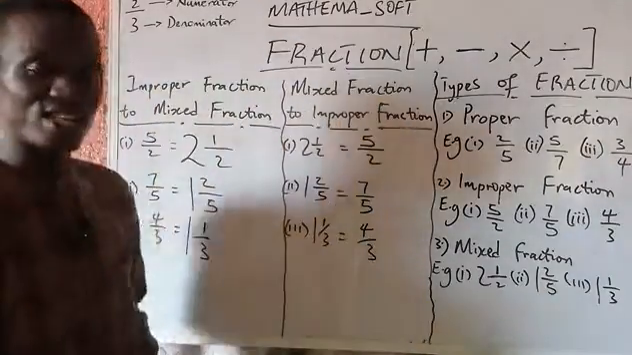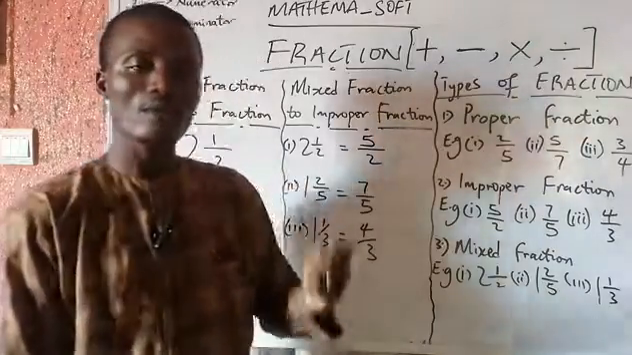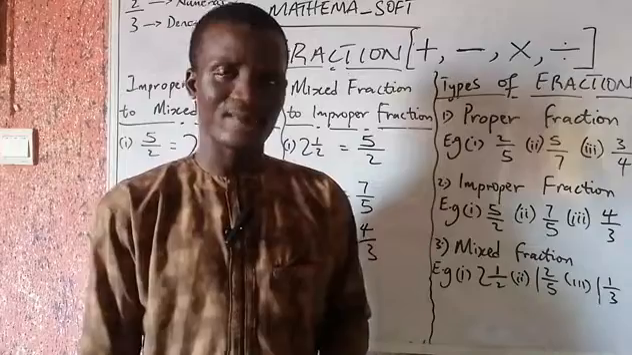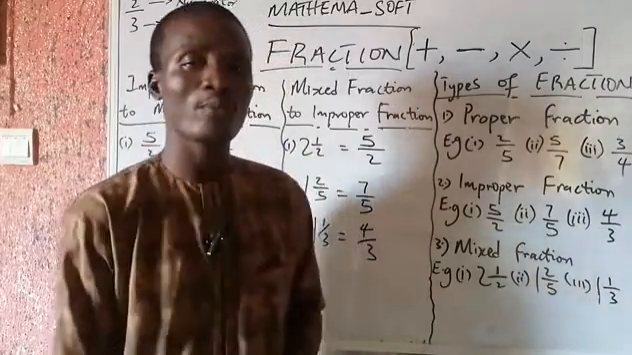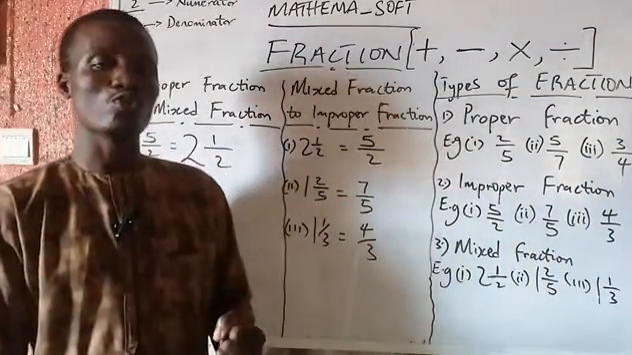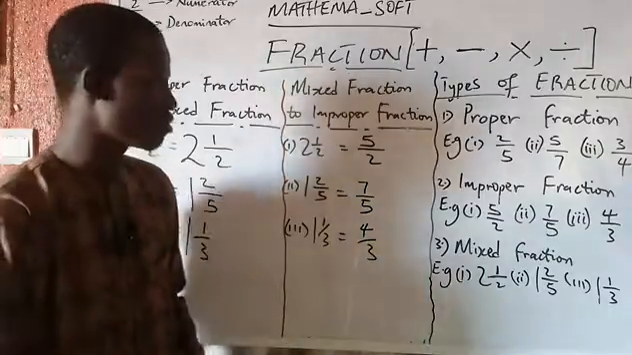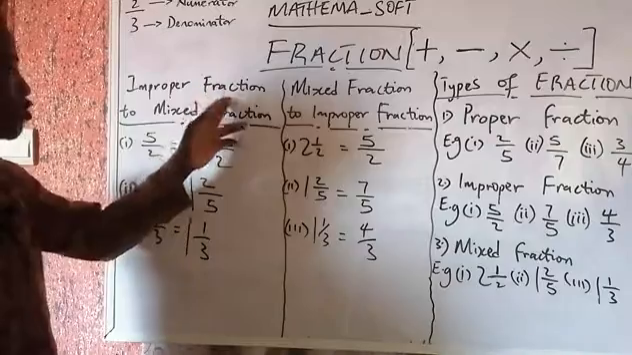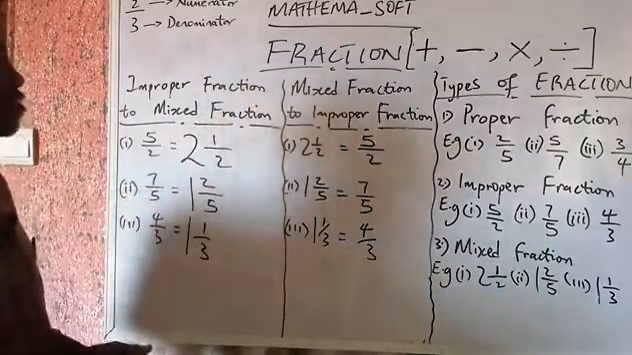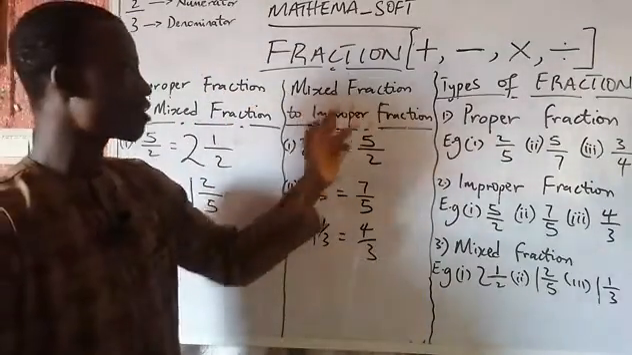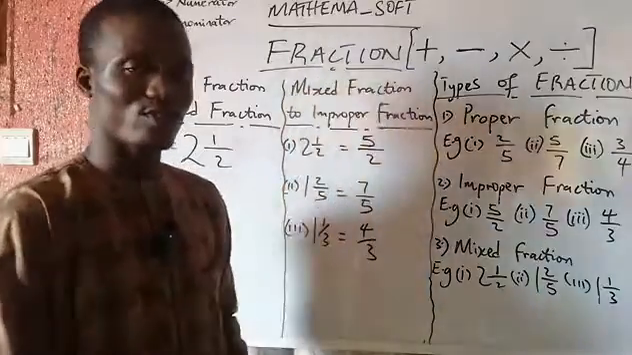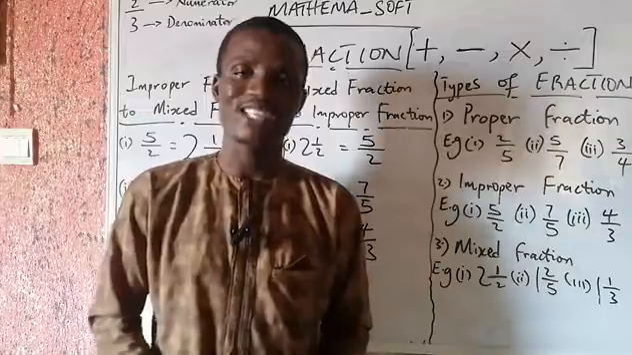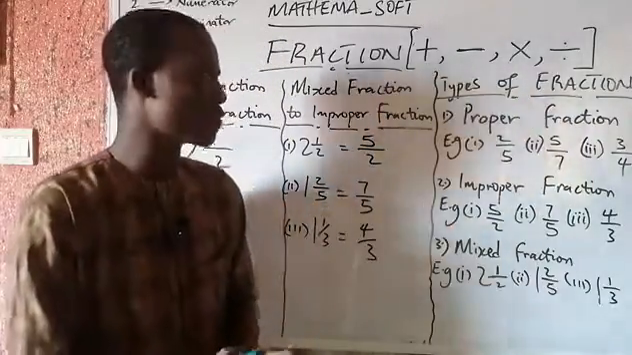So you can always change from proper fraction to improper fraction, and vice versa. That is, you can also change from improper fraction to mixed fraction. Let me say that again, please. You can always change from improper fraction to mixed fraction, and you can always change from mixed fraction to improper fraction. This knowledge is very important, and it will come in handy in solving questions relating to fractions.